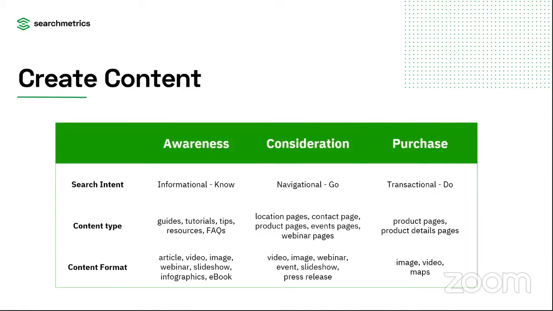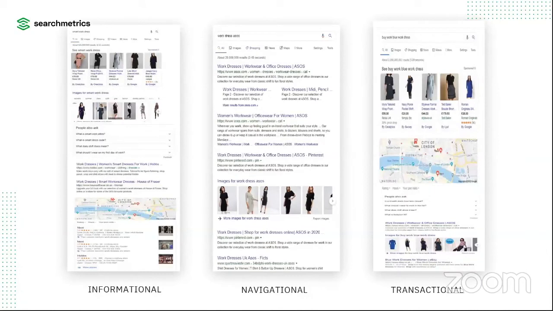So once you have created your content, here's an example of the results you could find when it's informational, navigational, and transactional. As you can see here, when I type smart work dress, I have a different result compared to when I just type work dress ASOS, which would be more navigational. If I type buy work blue dress, I would have a different type of results. As you can see, it's really important for you as a content creator to make sure that you create your content based on the search intent.